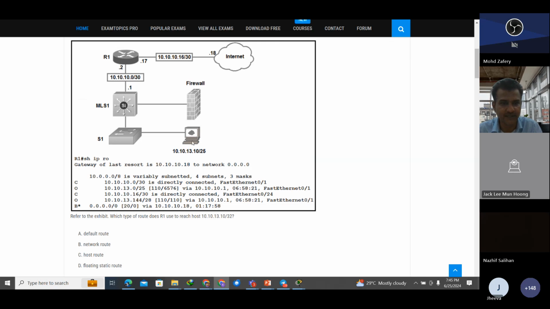13.10, sorry. Okay, which one? R1. This R1 wants to go to 10.10.13. All right, so the question is, which type of route? Look at that.